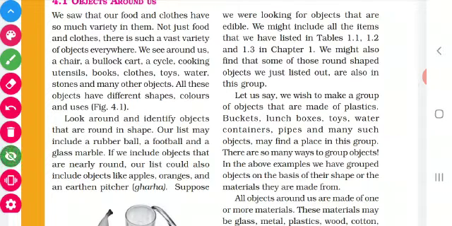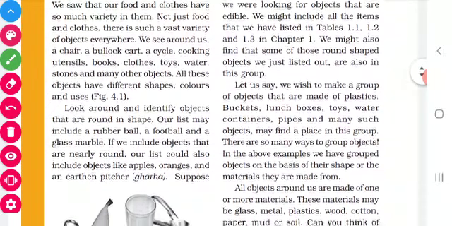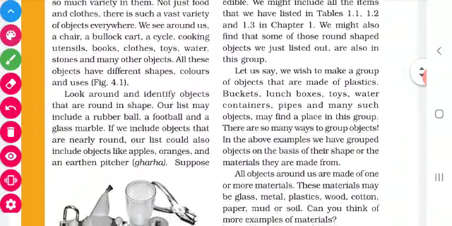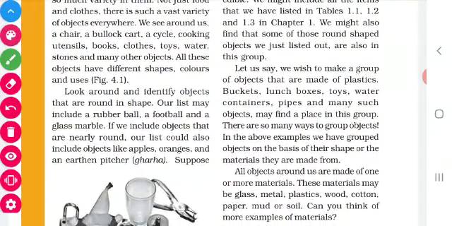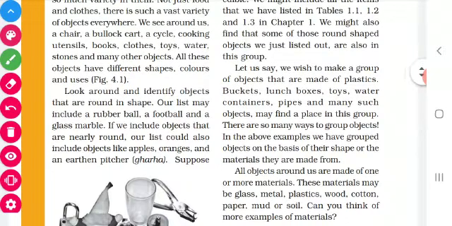We are seeing a chair, a bullock cart, cycle, cooking utensils, books, clothes, toys, water, and many objects around us, isn't it? Are they all looking the same? No, they are in different shapes, they are in different colors, and they have different usages. For example, utensils are used for cooking the food, a chair is used for sitting, books we use for reading and learning, clothes we use for wearing, isn't it? So they are of different colors, different shapes, and they have different usability.